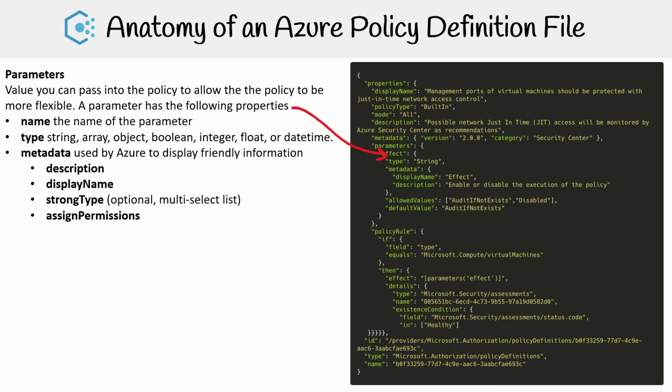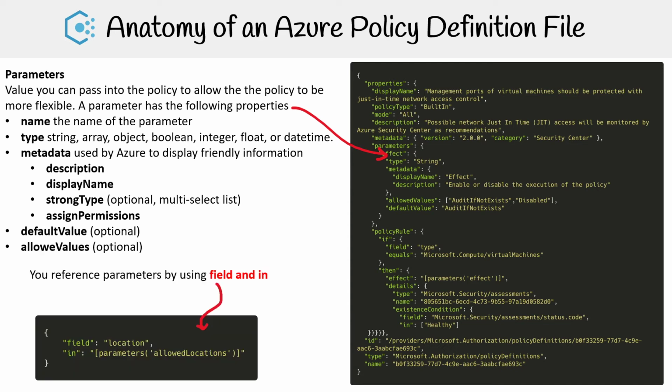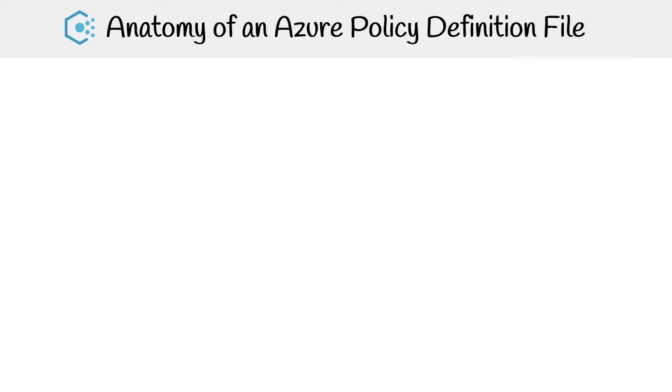And then you have the metadata, which actually follows a particular structure. So you have description, display name, strong type, assigned permissions. You have the default value, which you don't necessarily have to set. You have the allowed values. And then when you want to reference a parameter, you're going to use this field and in. So you say field location in, and there you can see that we're using a function, which is very similar to the ARM templates. And then over there, you can just see how it's referencing it.